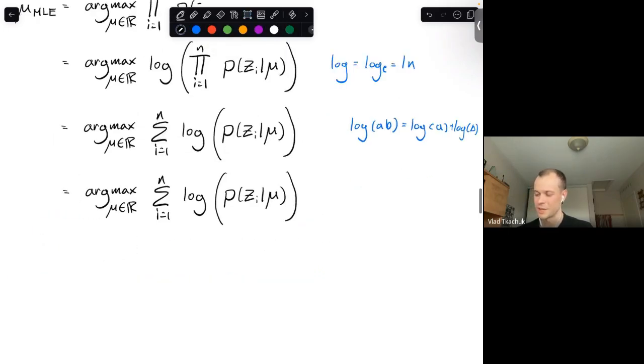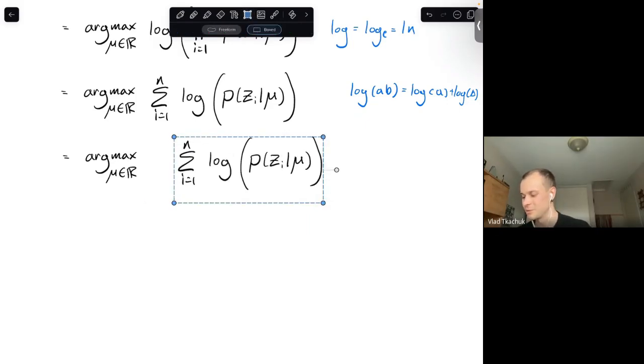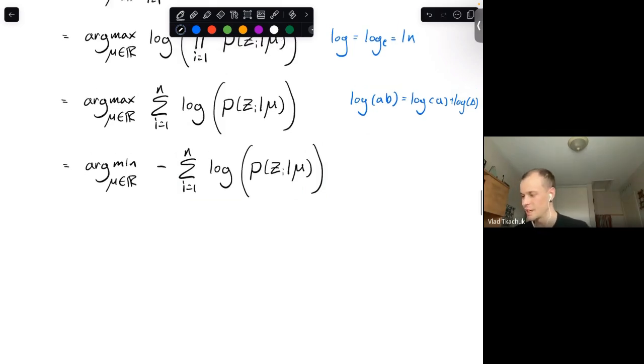People don't like maximizing things, they like minimizing. It's really just that all of the optimization literature talks about minimizing things, and as we've seen, we've always been talking about minimizing. So we're going to make this a minimization problem. How do we do that? You might recall that the argmax of something is equal to the argmin of minus that thing. So we change argmax to argmin. Great. Okay, so now at this point, we really just do take the derivative and set it to 0.